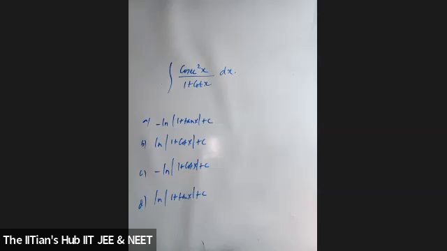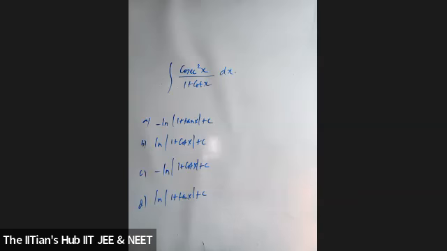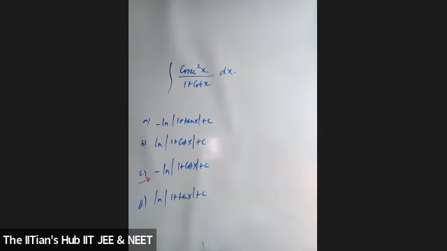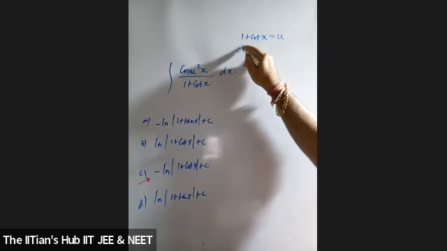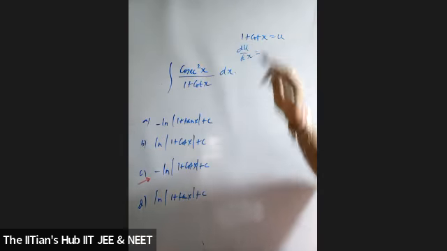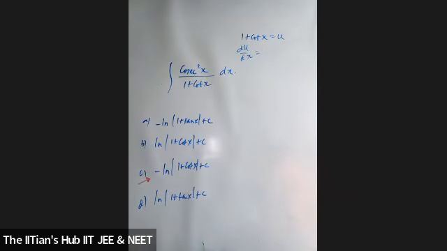Yes, anybody? Sir, option C. Absolutely correct. Anybody else? Smith, what did you do? Substitution? Yes, sir. And in the substitution, what did you substitute? 1 plus cot x? Yes sir, I substituted 1 plus cot x as u. Then what is du by dx, differentiating 1 plus cot x?